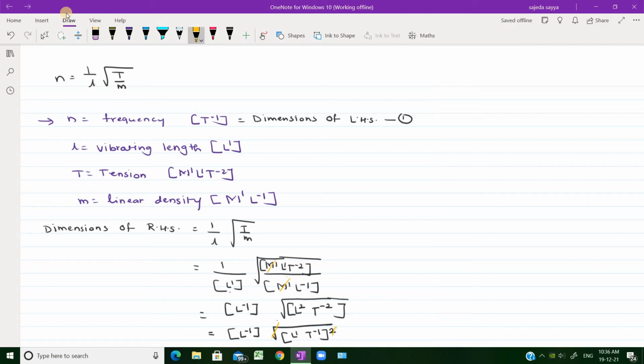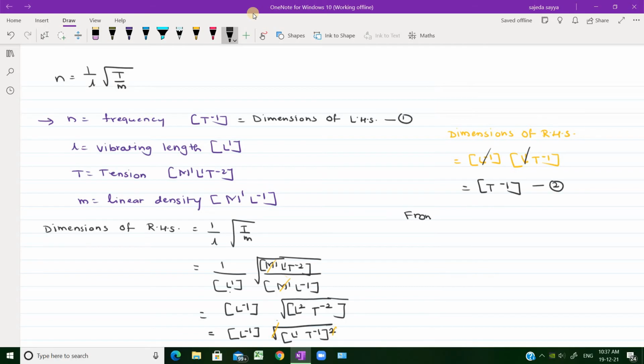So this square root cancels with this 2. Therefore, the dimensions of RHS becomes L raised to minus 1, L raised to 1, T raised to minus 1. This L raised to minus 1 and plus 1 will cancel. So what will remain is T raised to minus 1. This is equation number 2.